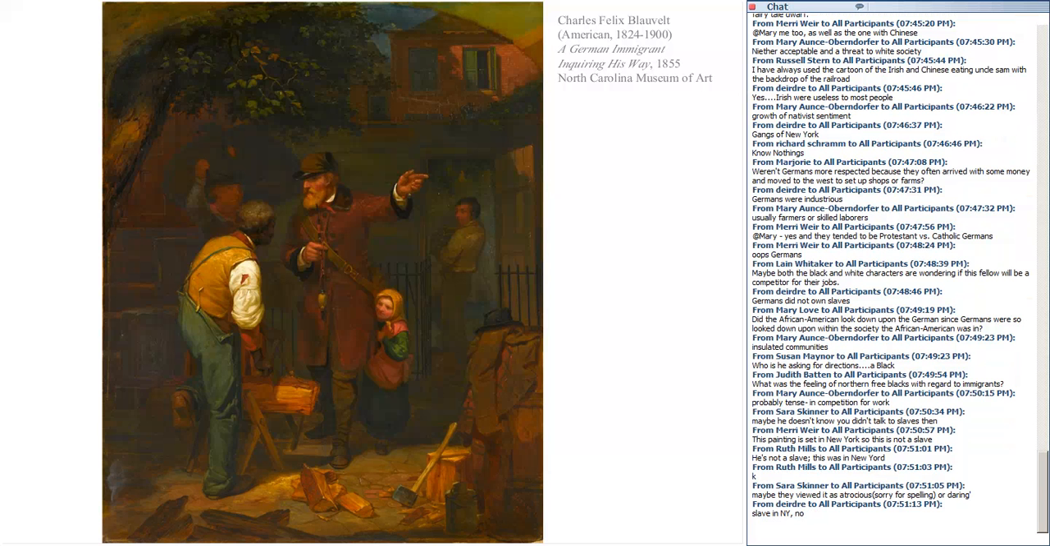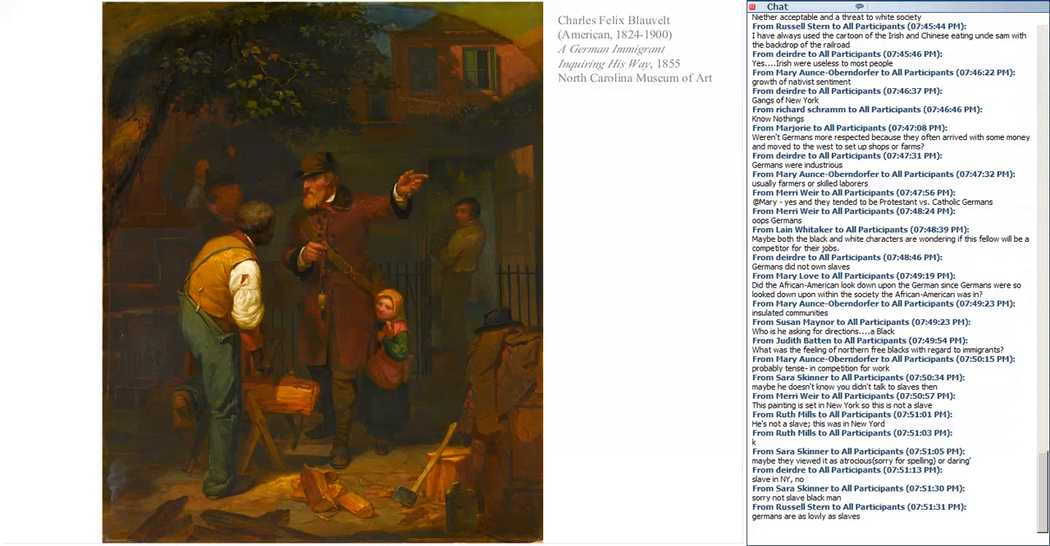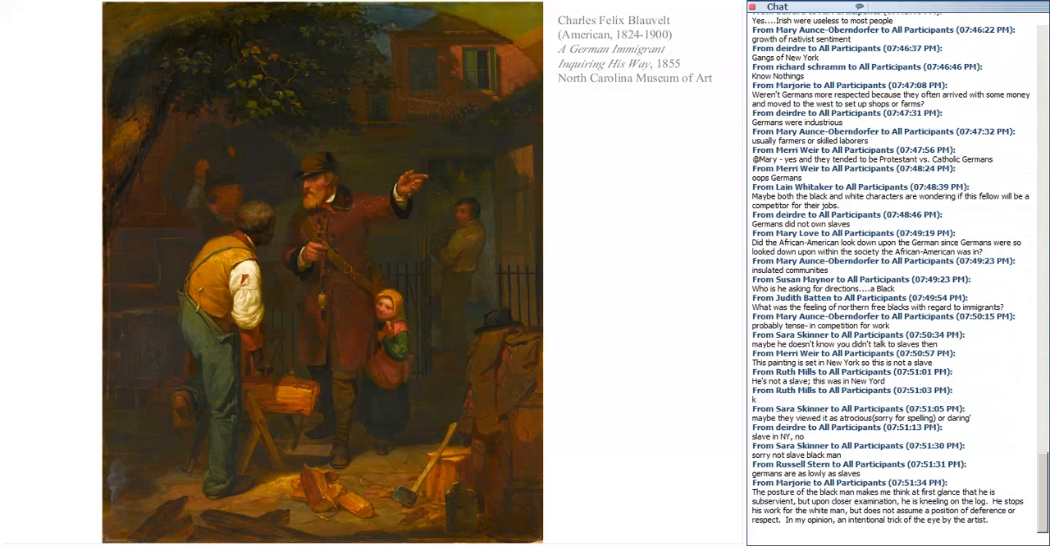The posture of the black man makes me think, at first glance, that he is subservient. Upon a closer examination, he is kneeling on the log. He stops his work for the white man, but he does not assume a position of deference and respect. In my opinion, an intentional trick of the eye by the artist.